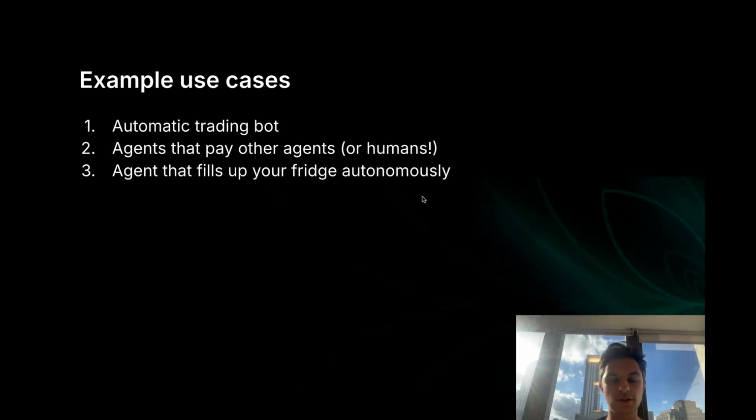Example use cases that you can build. Really, the sky is the limit here, but some quick ones that I thought about. You can create an automatic trading bot that executes some trading strategies, maybe based on sentiment analysis from Twitter. You can have agents that pay other agents or even humans to get work done. Or you can create an agent that's connected to a Raspberry Pi that checks your fridge, and when you're running out of something, it automatically places an order to buy a Red Bull, for example. Something that we use a lot here at Crossmint.